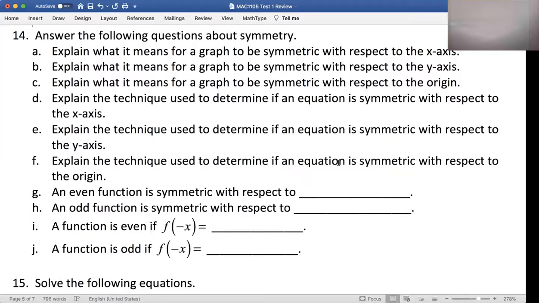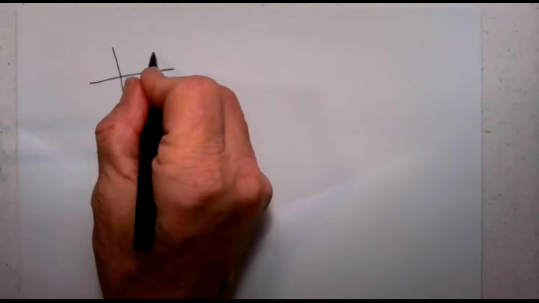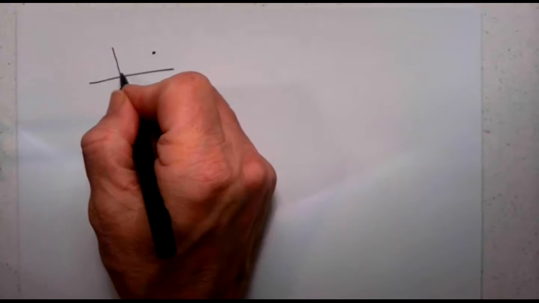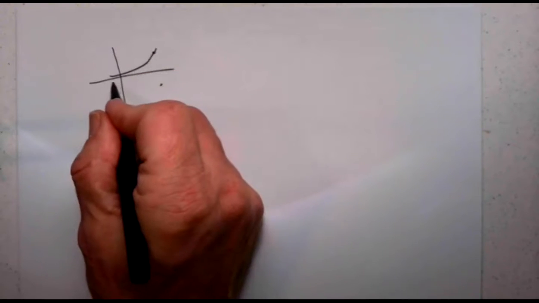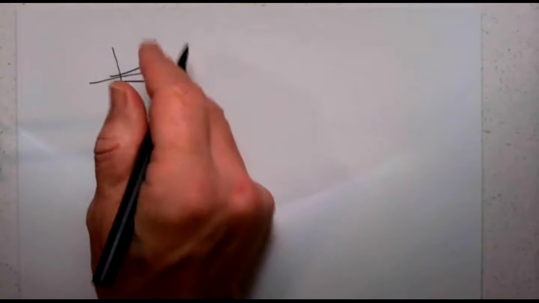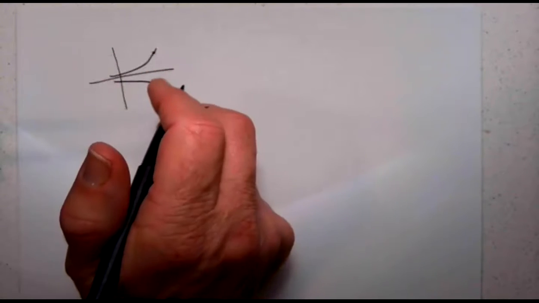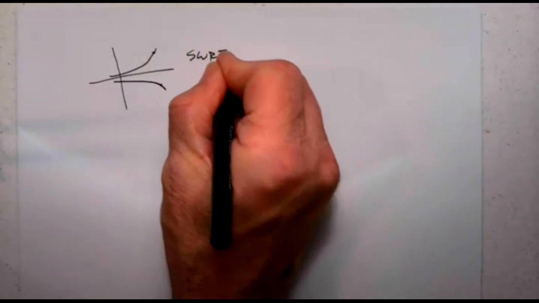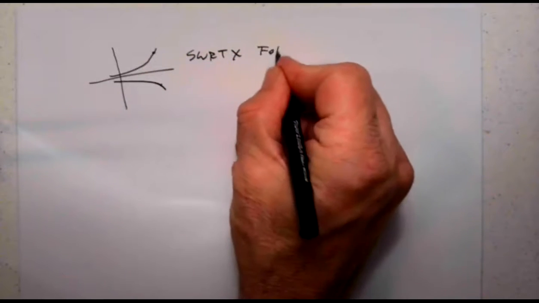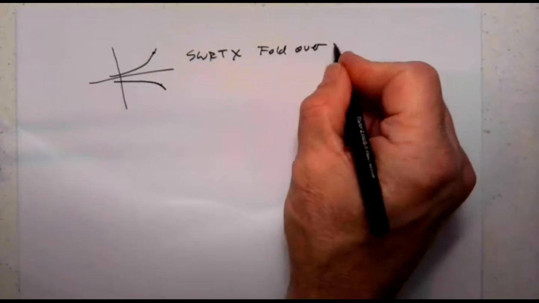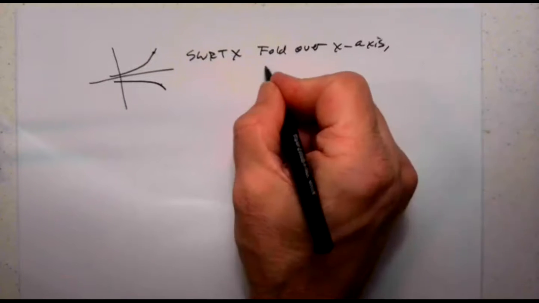So several questions here. The first one says, explain what it means for a graph to be symmetric with respect to the x-axis. So if I have a point up here, it's got to have a mirror image down there. So we could have a situation like this, coming in like this, coming in like that. If you'd fold it over, if you would take your points and fold them over the x-axis, they would match. That's what symmetric with respect to the x-axis means. Fold over x-axis. Points match.